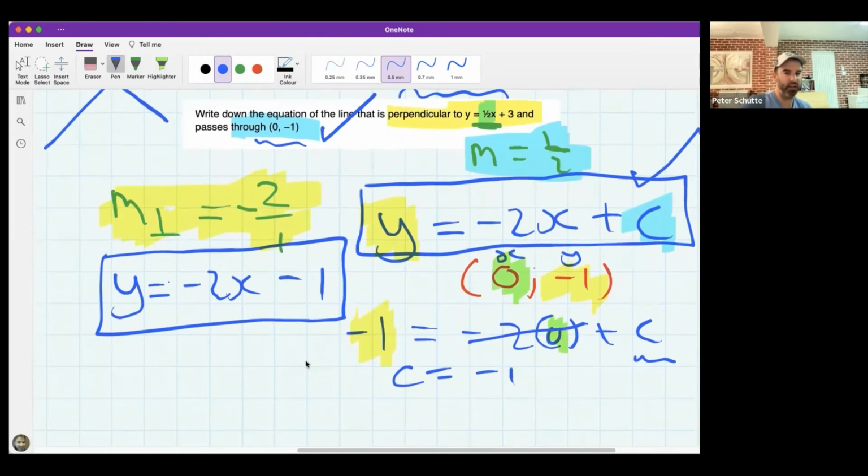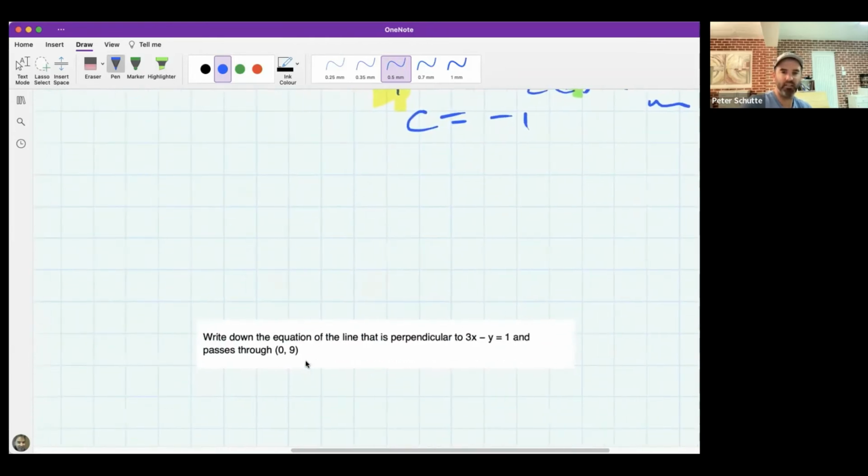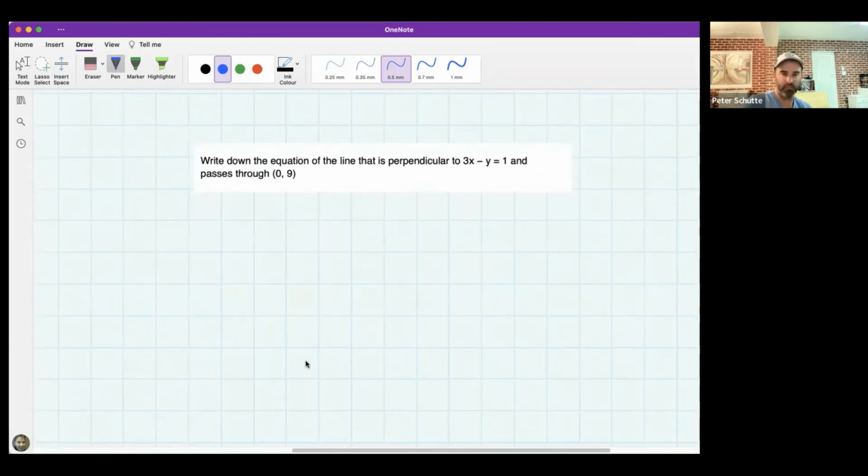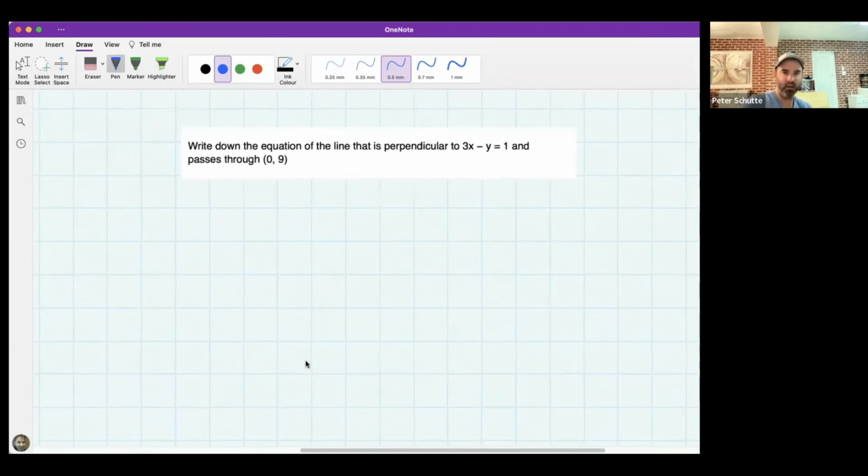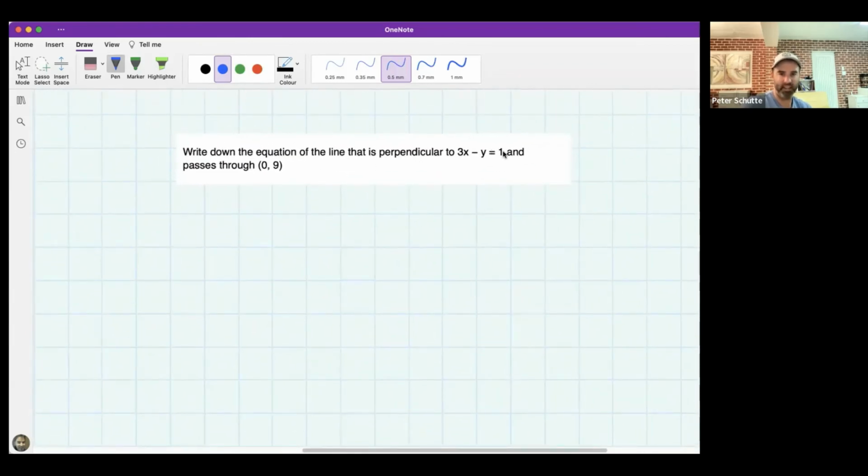Okay, if you're still struggling, don't worry. We're going to do another one. See if you can do this one. Write down the equation of the line that's perpendicular to this line. But I want to point something out. This is not in standard form. So you need to think about, if it's not in standard form, what does that mean? Okay, over to you guys.